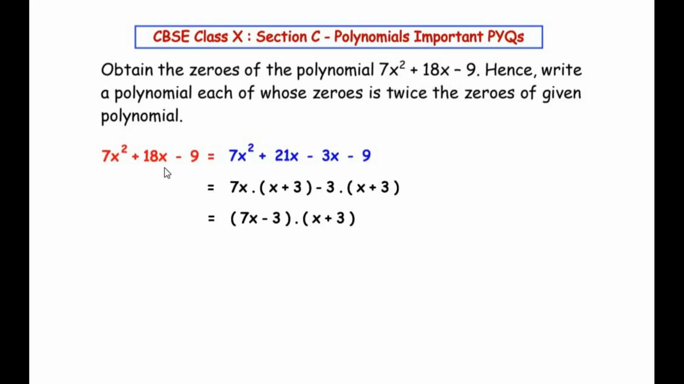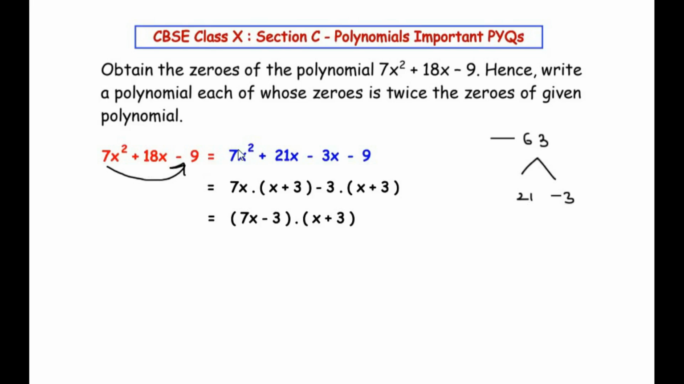To factorize this polynomial, I have made use of the splitting of the middle term method. So here basically we are going to multiply 7 with negative 9. That gives us negative 63. So we have to find out the factors of negative 63 in such a way that when you multiply them you should get negative 63, and when you add them you should get positive 18. So the two factors you can think about here are 21 and negative 3, because when you multiply these two you'll get negative 63, and when you add these two you'll get positive 18.